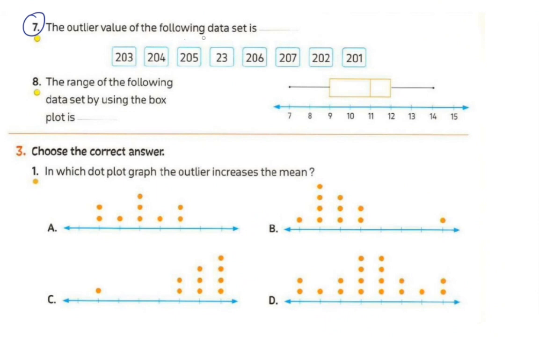Now go to next. 7. The outlier value of the following data set is, we have all of these values. He asks us about the outlier. Okay, you know that we have 200, 200, 200, but here just 23, 200, 200, 200, 200. So all of these values are as a group. It's all above or more than 200, between 200 and 210. But 23 is the outlier for these values. So 23 is the correct answer.